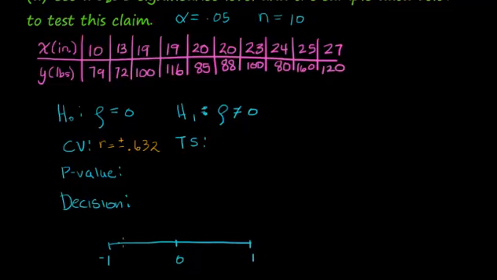Okay, and let's put them down here. Here's minus 0.632, and here's plus 0.632. And let's shade. I'll just shade with this color. These are our critical regions. Okay, now we're ready to run our test.